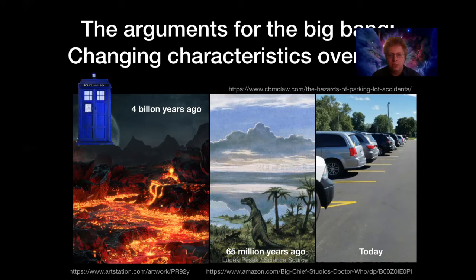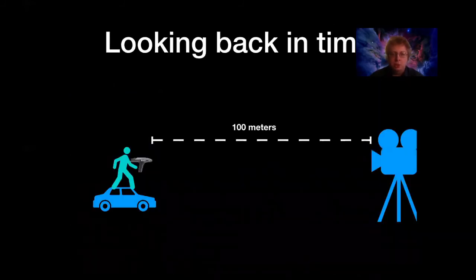So this is all well and good, but it requires us to go back in time and look at the properties of the universe a long time ago. So how do we do that? And the answer is we actually take advantage of a trick. And the idea is that light takes some time to travel.